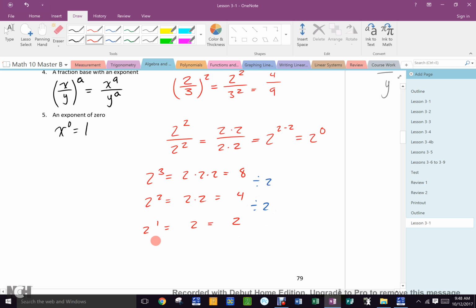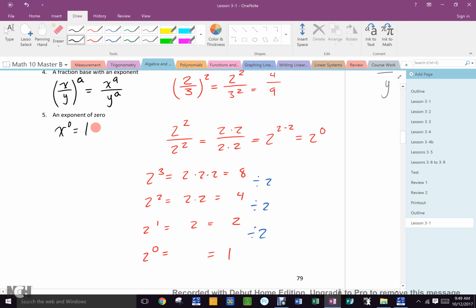So what is the next logical step here? 2 to the 0. Can I write 2 multiplied by itself 0 times? Is there anything I can put here? No, but my next logical step is to divide by 2 again. So what do I get? 1. And that's going to happen every single time. If it's 3, it would have been 27, 9, 3, 1. If it's 4, it would have been 64, 16, 4, 1. Everybody cool?